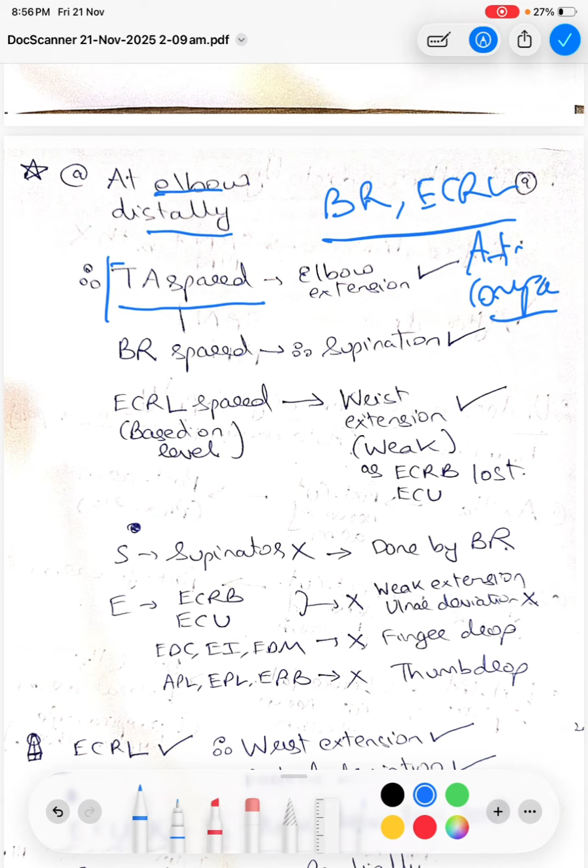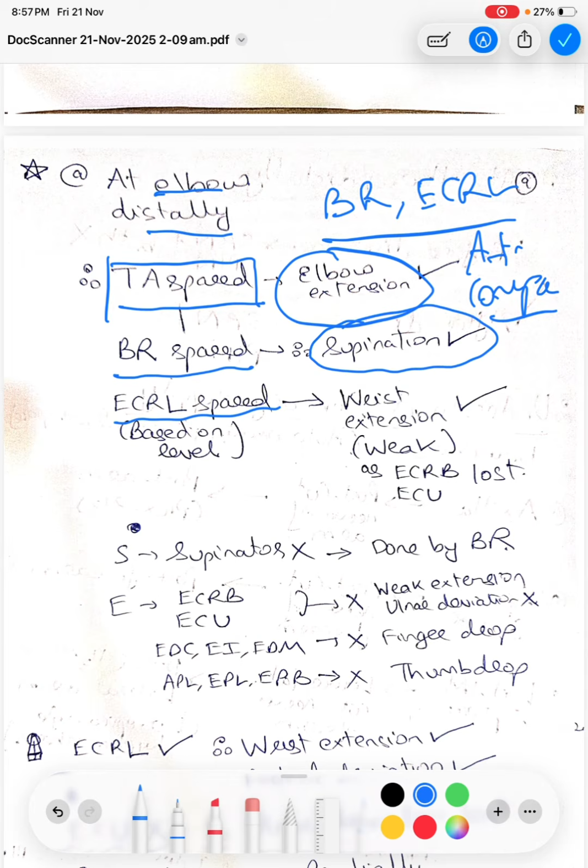So what is spared? Obviously in the posterior compartment, what was supplied? It was supplying triceps and anconeus, so elbow extension is preserved. At the same time, brachioradialis and ECRL are spared. If brachioradialis is spared, supination is preserved. If ECRL is spared, wrist extension is preserved. There might be weakness because ECRB and ECU are lost, as their supply is distal, but ECRL is still working, so wrist extension is spared.